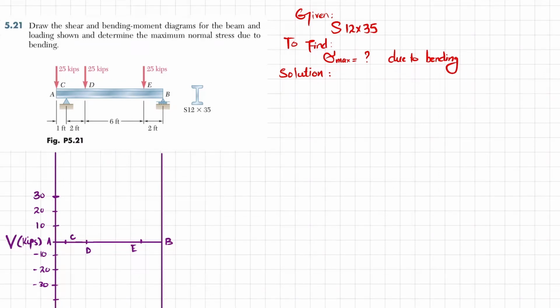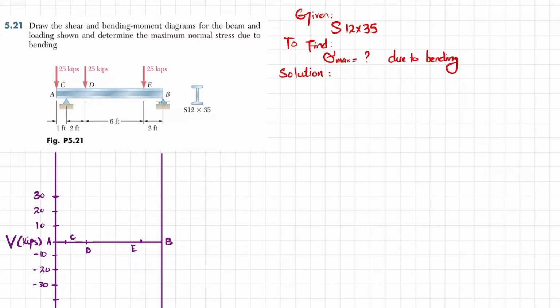Welcome back. Problem 5.21. Draw the shear and bending moment diagram for the beam and loading shown. Determine the maximum normal stress due to bending. This is beam AB, an overhanging beam. The loading at point C is 25 kips. At point D it is 25, and at point E the loading is also 25 kip.